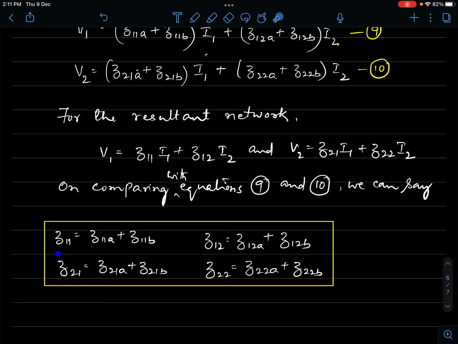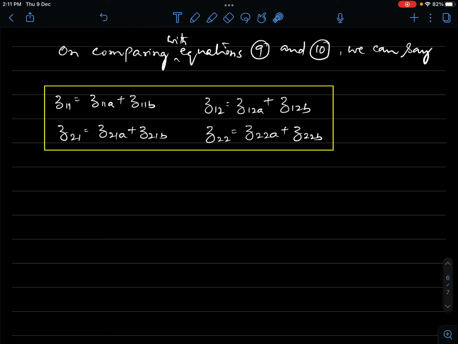So the Z parameters of the overall network, that is Z11, Z21, Z12 and Z22, are nothing but the sum of the corresponding Z parameters of the individual networks. That is the proof. Or if we want to put it in a sentence, we can simply say that when two networks are connected in series, I will write it down for you.